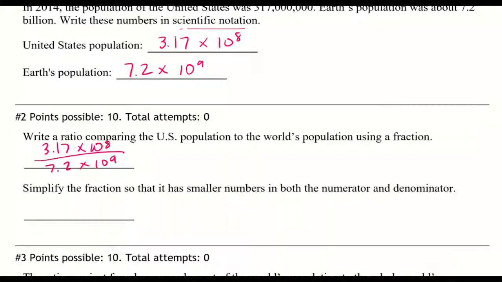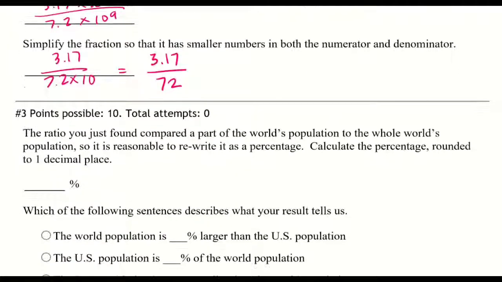I'm going to look at the powers of tens, well, those pretty much cancel out except we have 1 ten on the bottom. Right, because of the 9. So then I can multiply that out, 3.17 divided by 72.